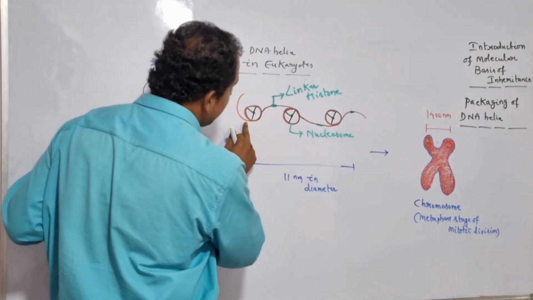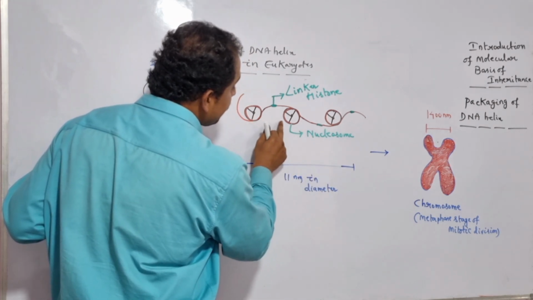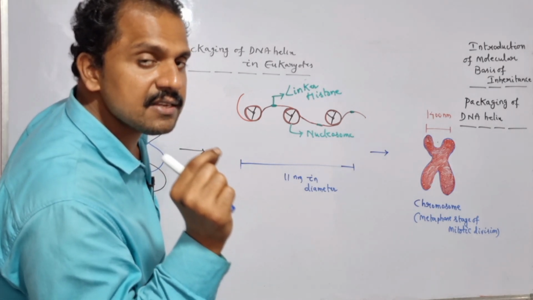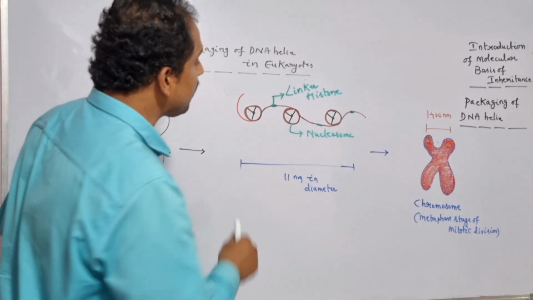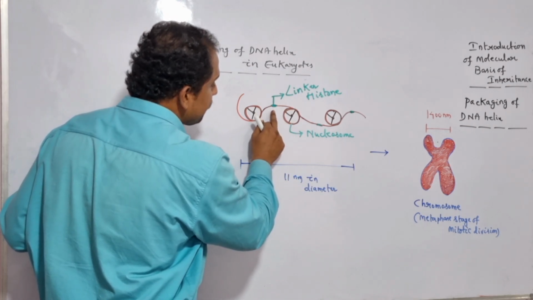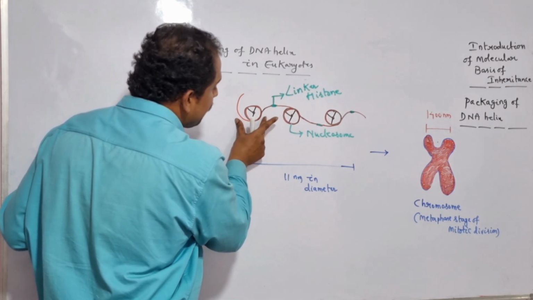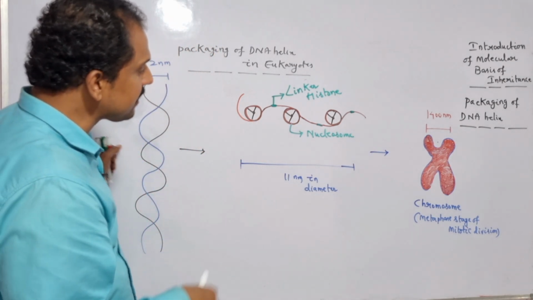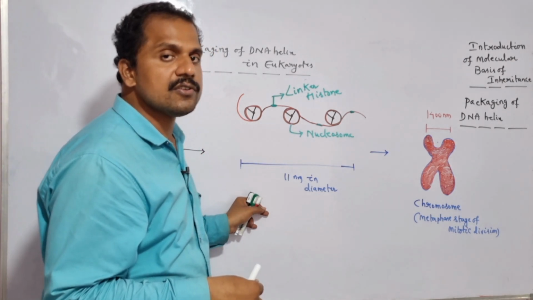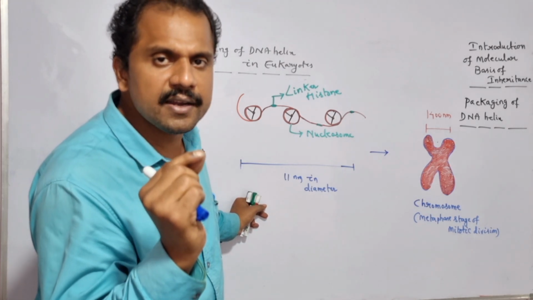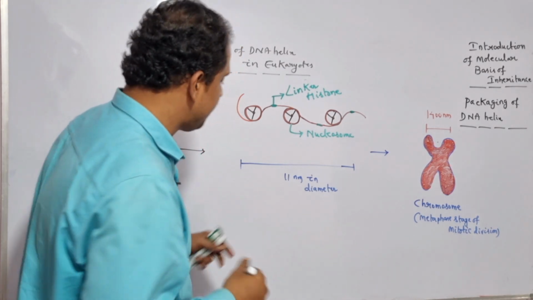One nucleosome is capable of remaining in association with the adjacent nucleosome by taking advantage of a specific protein which is nothing but what? Linker histone protein. The linker histone protein is responsible for associating one nucleosome with the adjacent nucleosome. Is it clear? Once many nucleosomes aggregate together, it leads to the formation of what? Chromatin fiber.